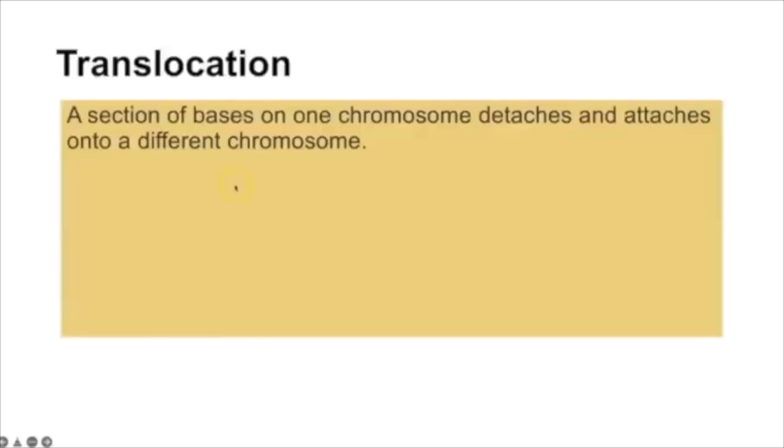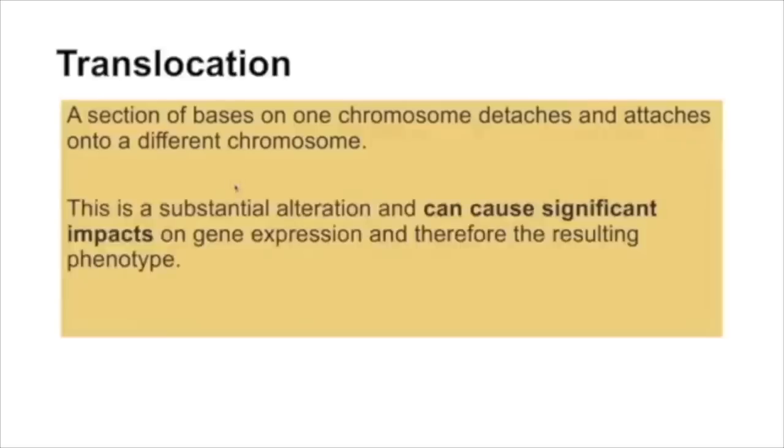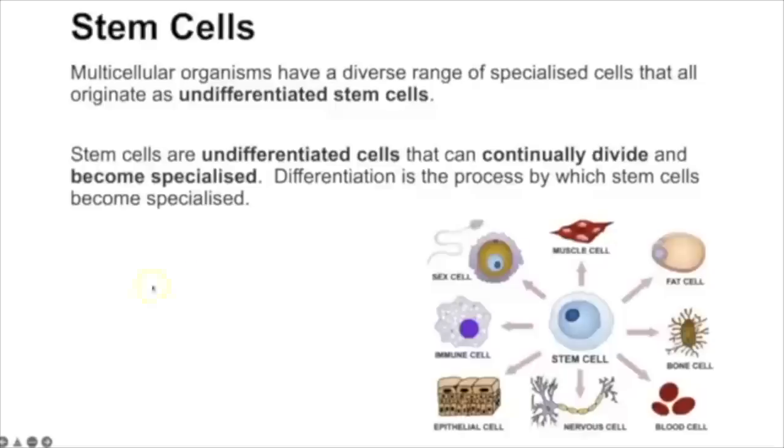Translocation is when a section of bases on one chromosome detaches and attaches onto a different chromosome altogether. Now this is a substantial alteration and can cause significant impacts on gene expression, and it can therefore cause a very, very different phenotype.